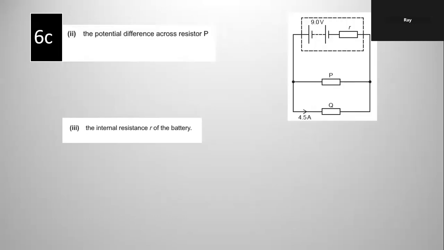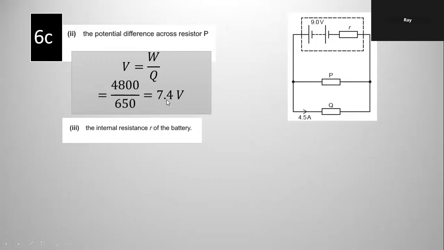Potential difference across P, how do I calculate that? 7.4 volts. How do I calculate? Power over the current? They didn't give you power. They give you work done divided by charge. So it's 7.4 volt.